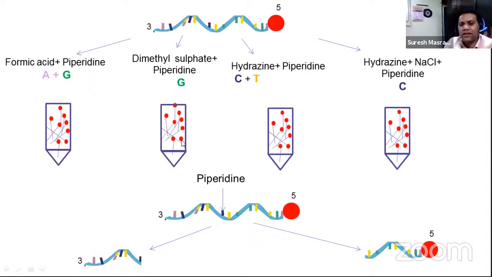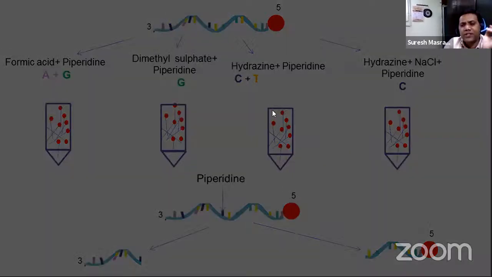Now, in the second reaction mixture, in the second centrifuge tube, instead of formic acid, we add dimethyl sulfate. Dimethyl sulfate only depurinates, or only separates, the guanine, and then piperidine cuts the DNA fragment into two fragments. Thus here the cutting takes place only at the level of guanine and not at the level of adenine.